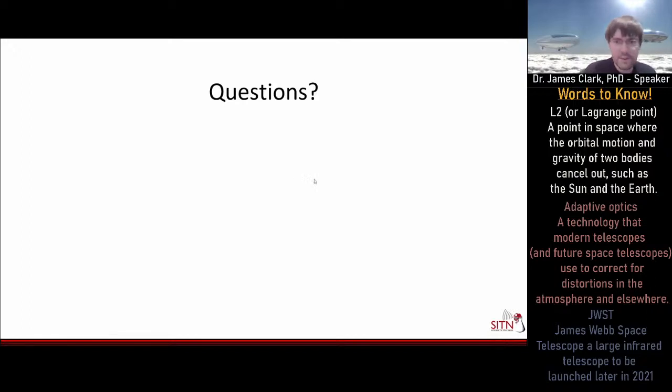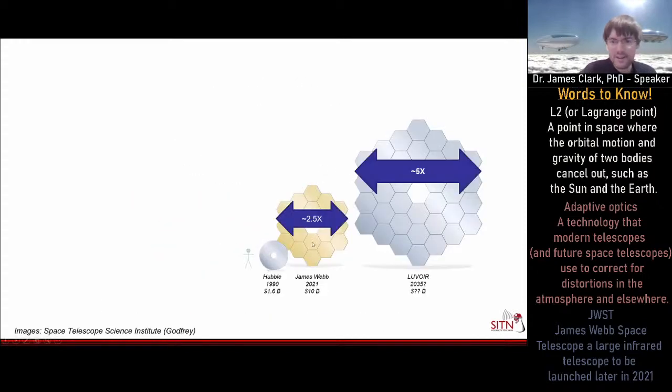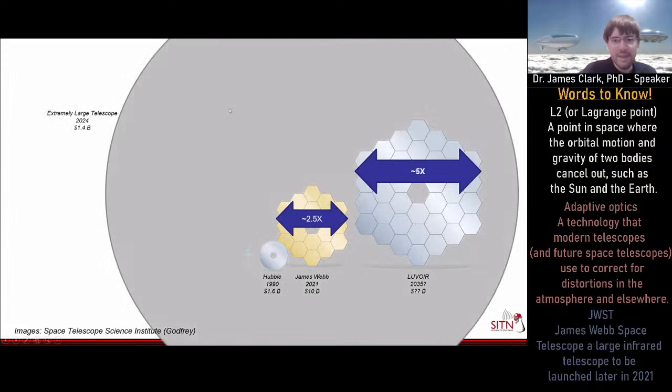So I believe I actually have a backup slide. So again, here's Hubble, James Webb, LUVOIR. This outline represents the primary mirror of the Extremely Large Telescope, which is under construction in South America right now. You can see it costs as a project about as much as the Hubble Space Telescope, even though it's much bigger because we don't have to send it up into space.